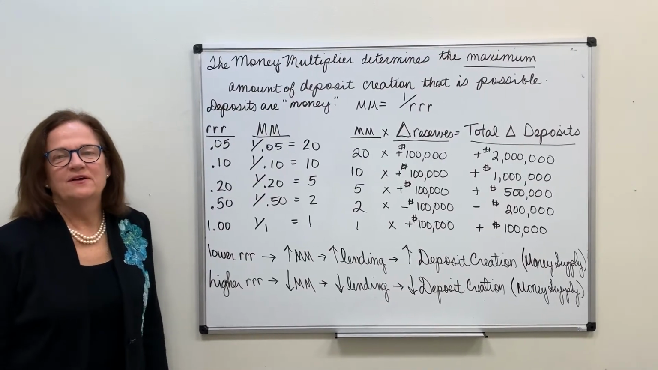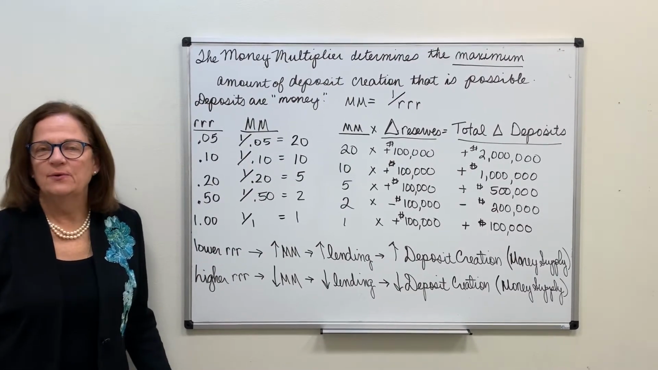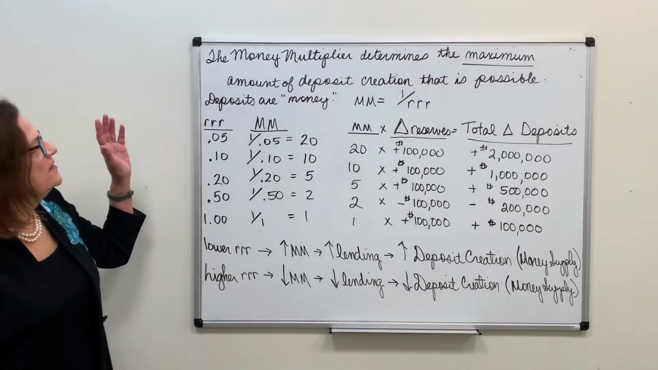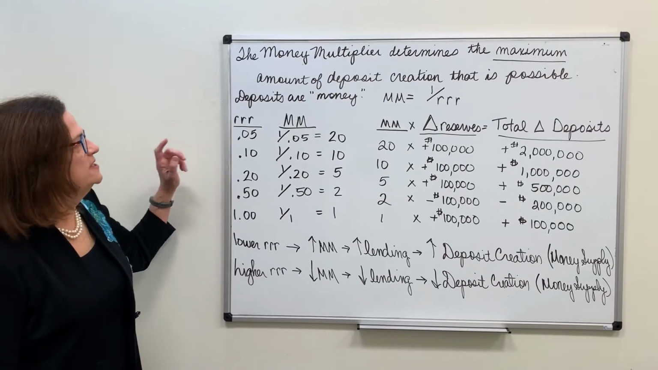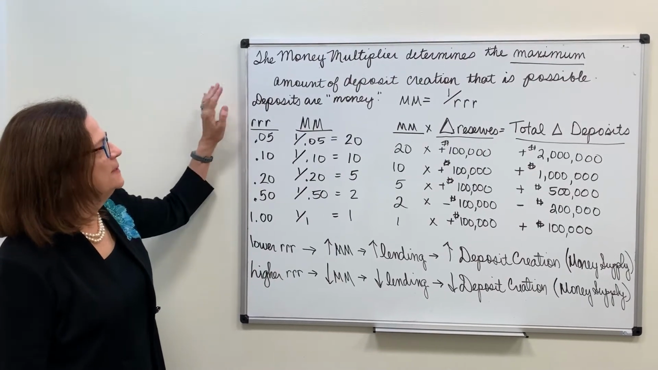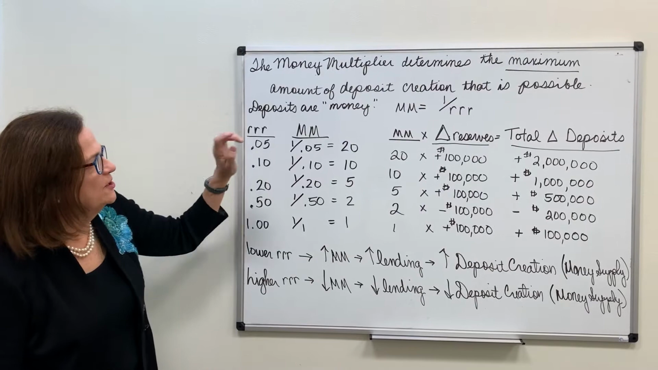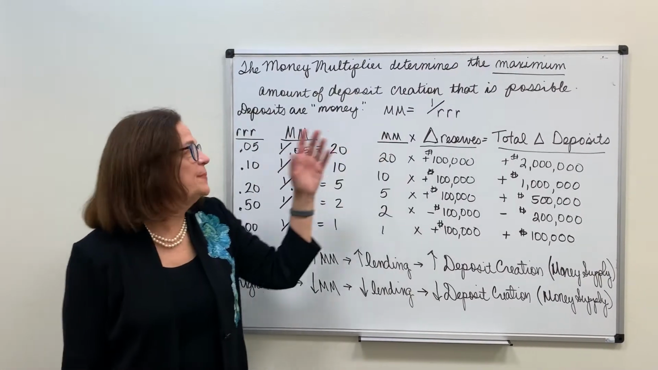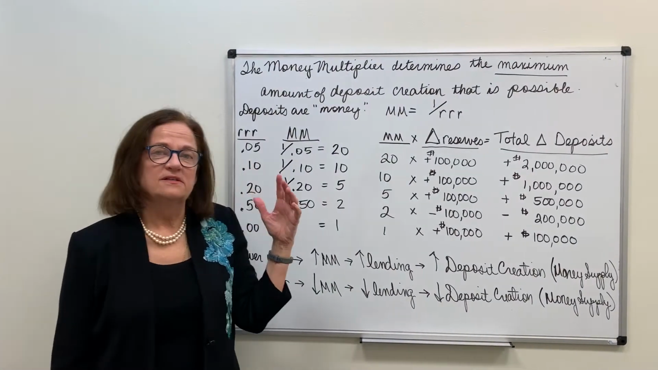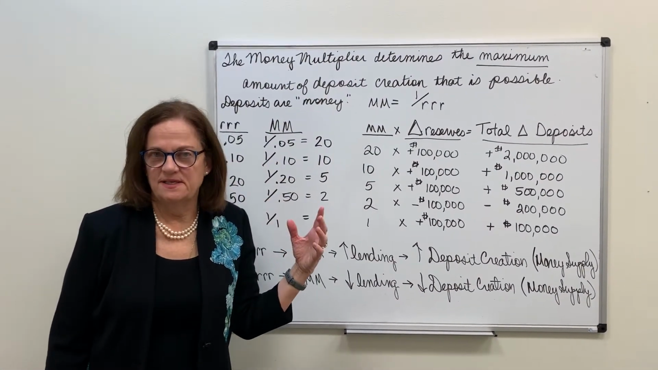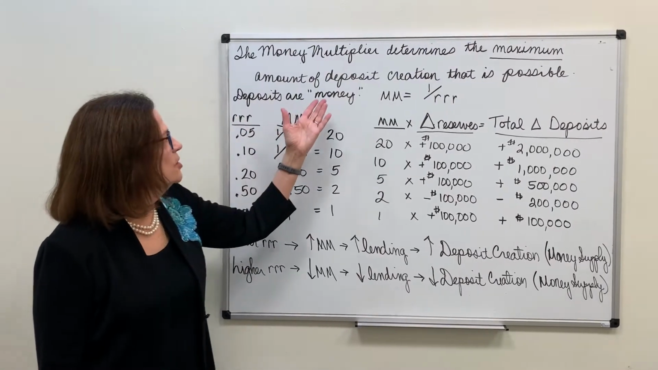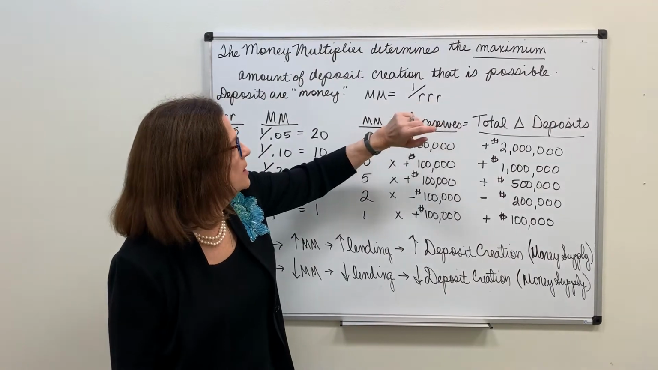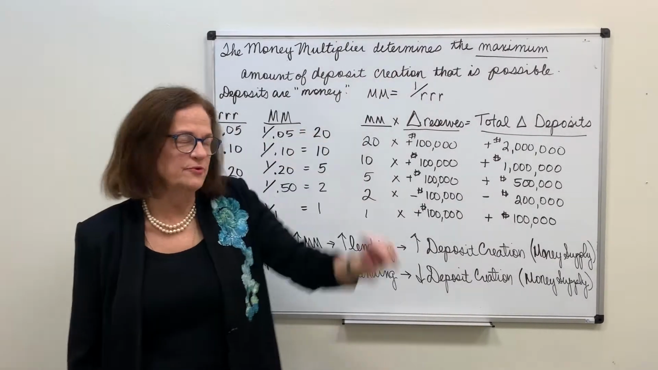Today, let's talk about the required reserve ratio and how it influences bank lending. The required reserve ratio is going to determine the money multiplier, and the money multiplier determines the maximum amount of deposit creation that is possible. Banks are able to create deposits, and deposits are considered money. The money multiplier is the inverse of the required reserve ratio, 1 divided by the required reserve ratio.